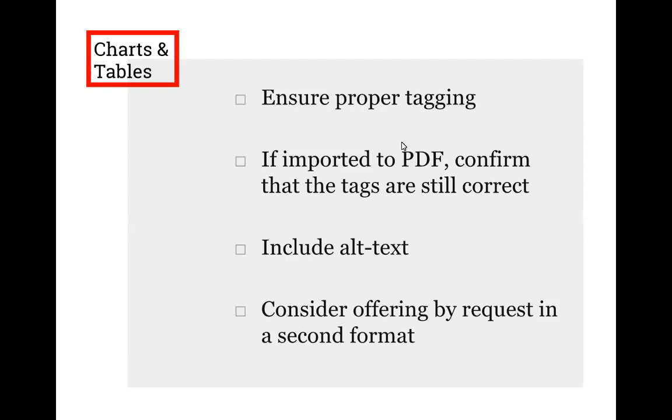You're going to want to consider whether or not to include alt text for charts, which is what we just discussed, how you might do that. And as I mentioned, consider offering by request in a second format if that's something you can do. So, can you offer to have an Excel spreadsheet that people can request for accessibility purposes potentially?